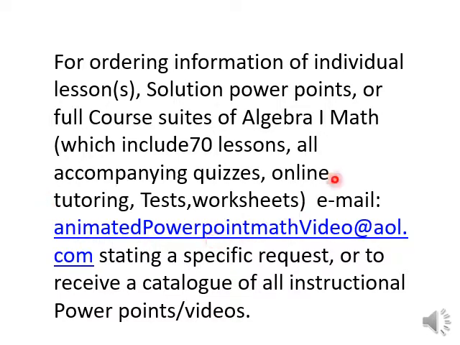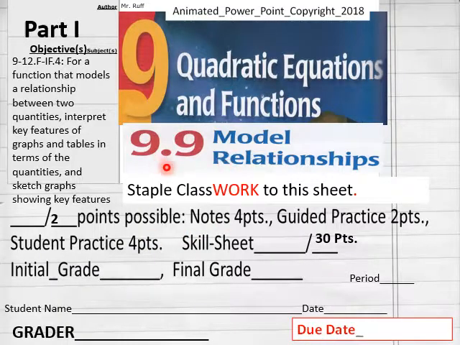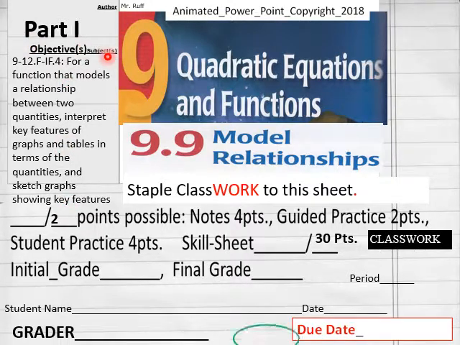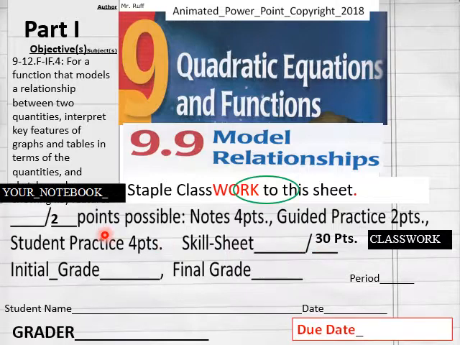Hello everybody, getting ready to do lesson 9.9 for Algebra 1, Part 1. Parts 2 and 3 are available here. Modeling relationships, quadratic equations, and functions. Here's our standard. We have a Part 1 lesson here. Our classwork sheet is 30 points, and then we have a 2-point note-taking guide.